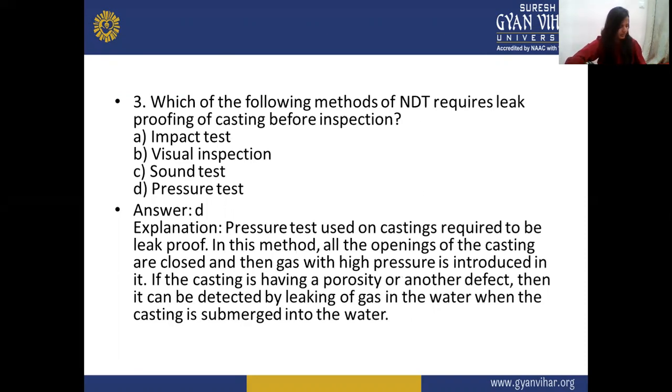Which of the following methods of non-destructive testing requires leak proofing of casting before inspection? First is impact testing, visual inspection, sound test, pressure test. The answer is D, pressure test. The pressure test used on castings requires them to be leak proof. In this method, all the openings of the casting are closed and gas at high pressure is introduced in it. If the casting has a porosity or another defect, then it can be detected by leaking of gas in the water when the casting is submerged into water.